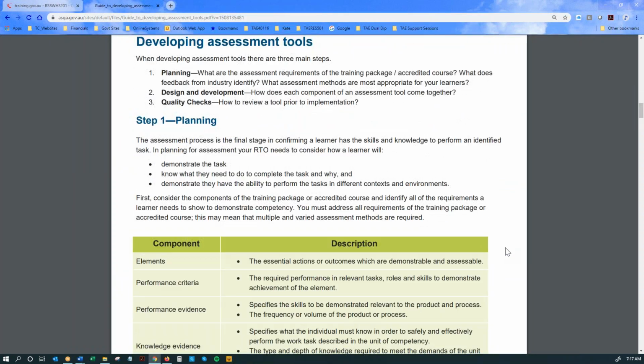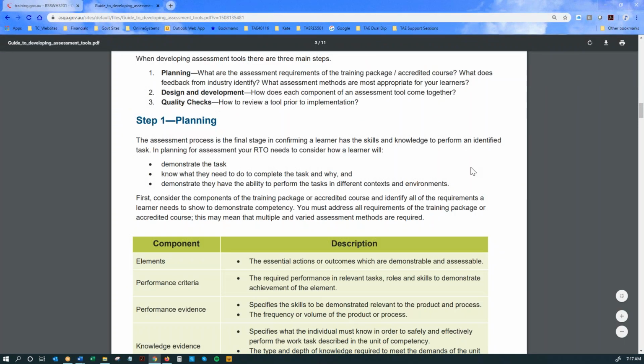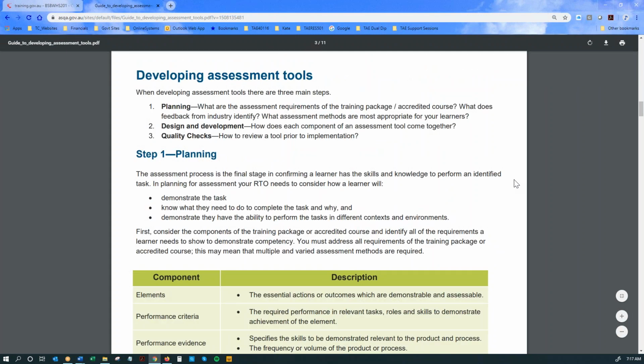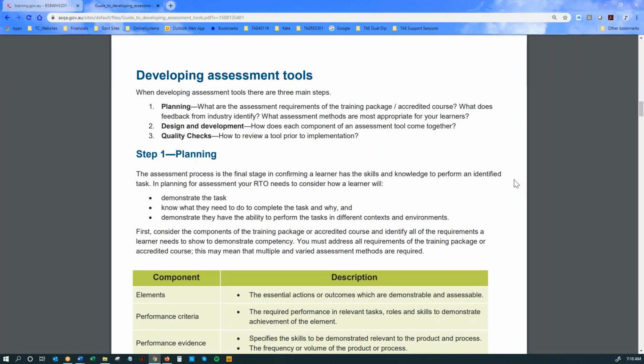So when we come down into our section called Developing Assessment Tools, we've got our three main steps. That was just a refresh on what we'd talked about previously. We're going to plan our assessment, we're going to design and develop the components of our assessment tool so that we come up with a finalised tool altogether, and then we're going to have a look at the quality check process that happens at the end.